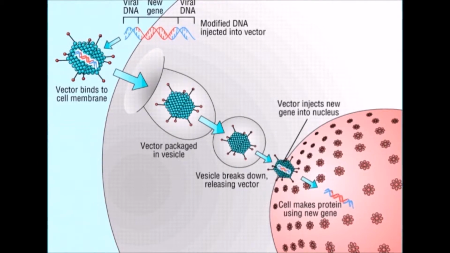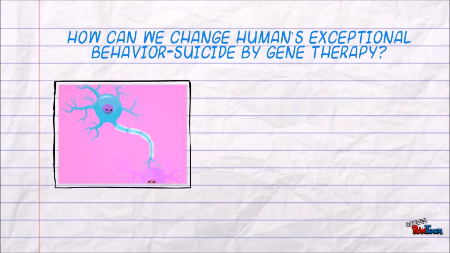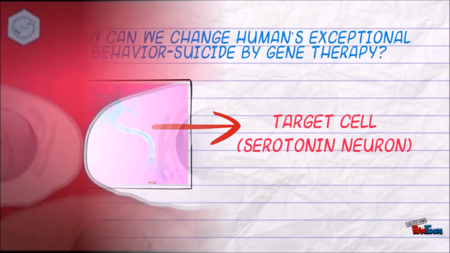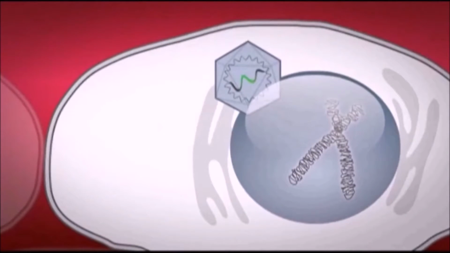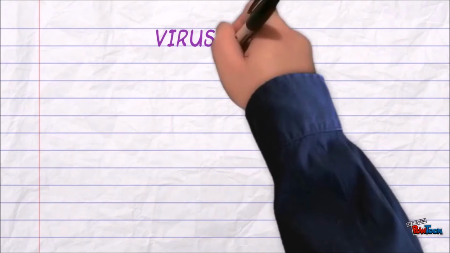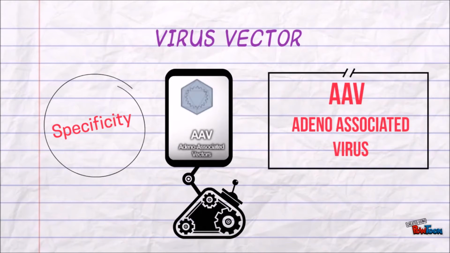How can we change suicidal behavior by gene therapy? In this case, the serotonin neuron is the target cell, and we need to find a virus vector that can combine only with serotonin neurons and then transport the L type of 5HTTLPR. Here, we use AAV, adeno-associated virus, the most common virus vector in gene therapy.